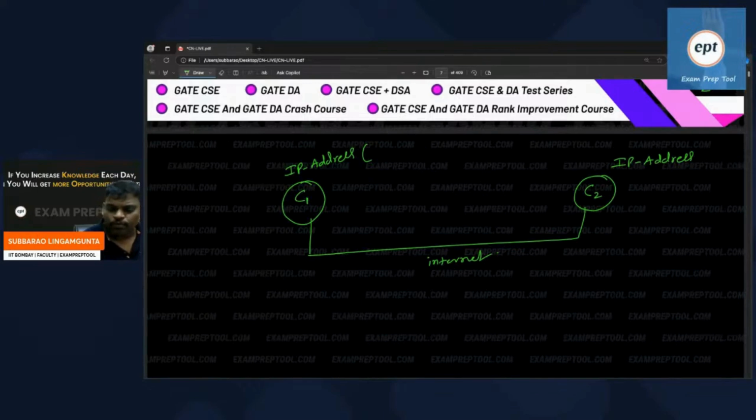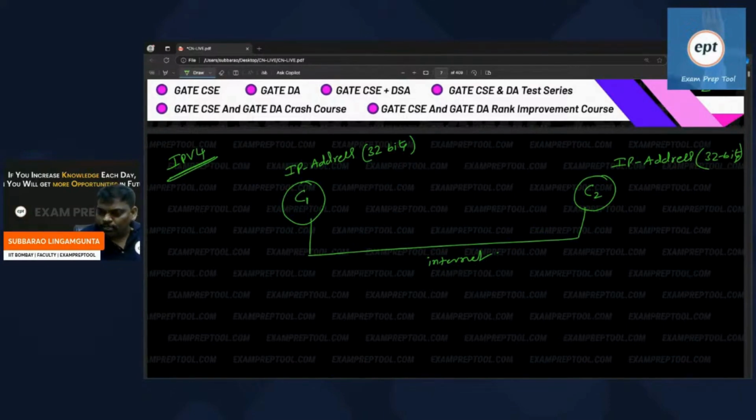According to IPv4, it is 32 bits. IPv4, Internet Protocol version 4. According to the IPv4 version, an IP address contains 32 bits, like a mobile number. A mobile number contains 10 digits. In the similar way, two computers that want to communicate through the internet should communicate through the IP address. The IP address is 32 bits.